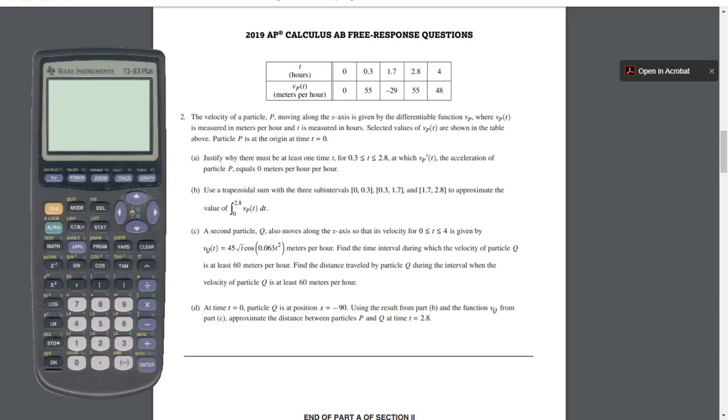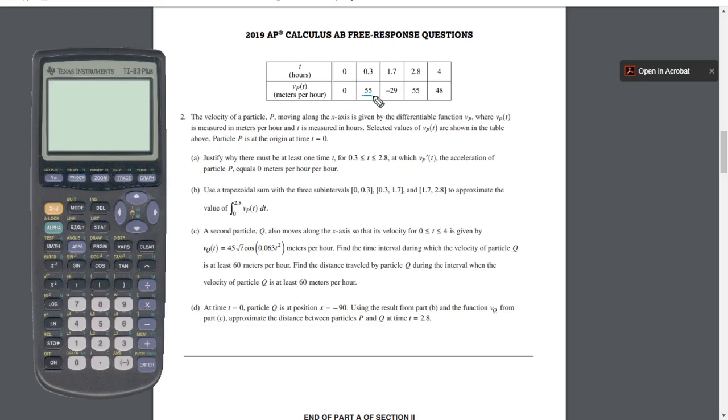All right, justify why there must be at least one time between 0.3 and 2.8 where the derivative of v sub p, the acceleration of the particle P, equals 0 meters per hour per hour. So with a derivative, we're essentially looking at the second derivative, right? This is already the derivative of the position. We're looking at the derivative of velocity, which is acceleration. And we want to see why that needs to be equal to 0 at some point in there.